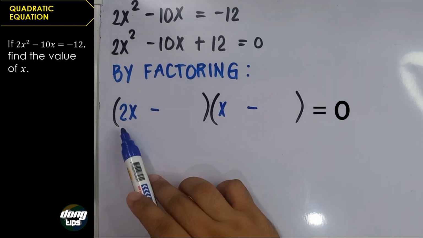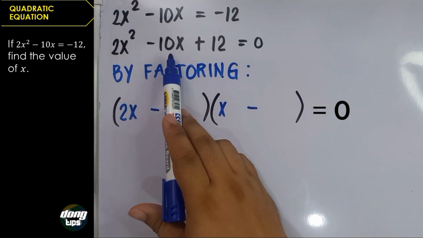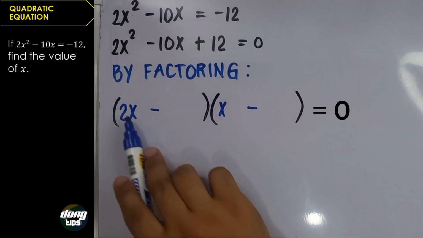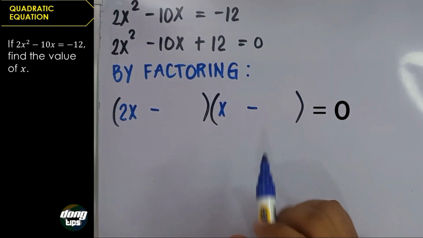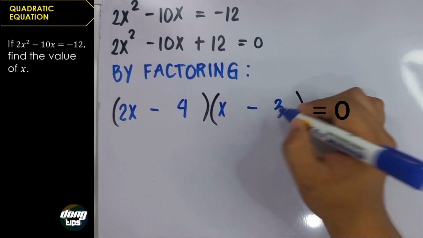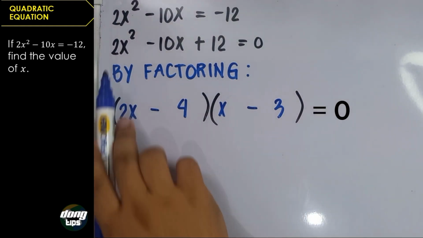are both minuses. If this is 2x, what could be the factor of positive 12 that will result in a middle term of negative 10? And that would be 4 and 3. You can check it by expanding the factors.